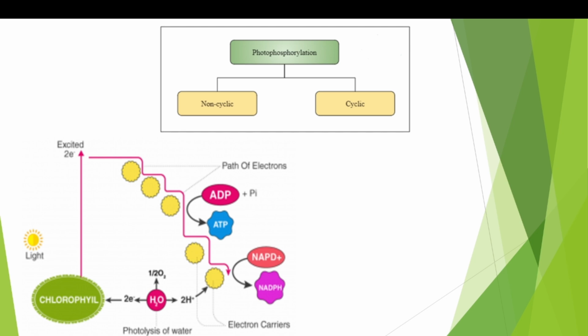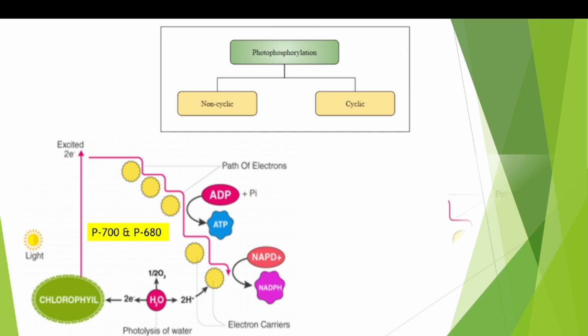So here two different photophosphorylation processes take place. One is non-cyclic, where two different types of photosystems are involved, P700 and P680. In this non-cyclic photophosphorylation, first water splits into two H plus, oxygen and two electrons, and these electrons travel through photosystem 2 and photosystem 1 and finally produce ATP and NADPH. This process is known as non-cyclic photophosphorylation.